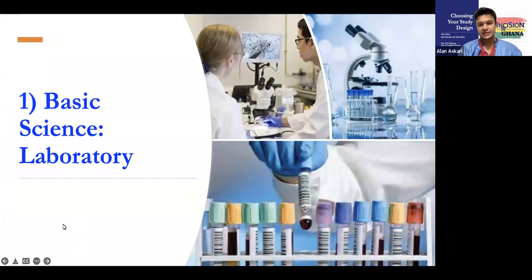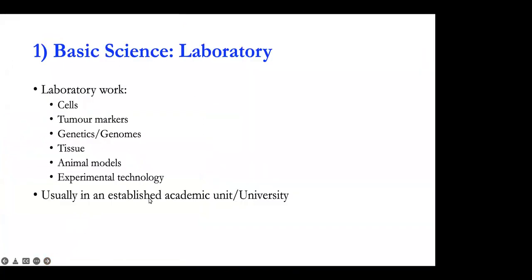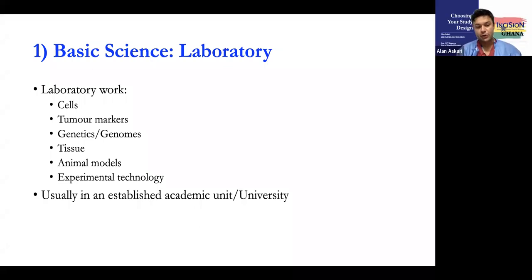So let's start off with basic science laboratory. As the name suggests, you're essentially going to be doing things like laboratory work, cells, tumor markers, genomics, tissues, animal models, experimental technology, medical devices, and it's usually in an established academic unit or established field. And Theo will know that the University of Oxford and Cambridge, both of which I've had the privilege to work in, have got a well-established history of developing genomics and medical devices.